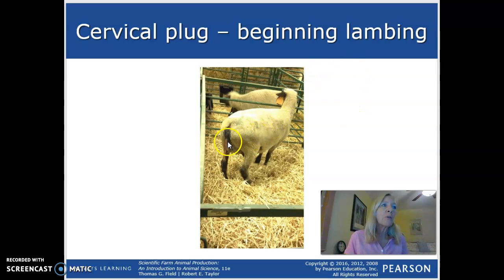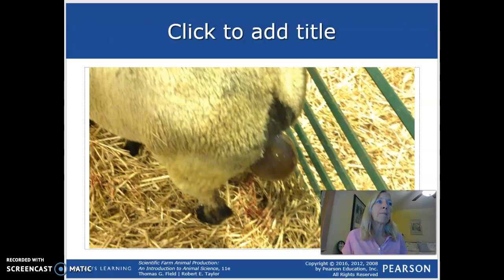So there's no tissue here. It's just a big gob of mucus. And it might be kind of pink or yellow in color, but it's perfectly normal. If you see that, you know the birthing process is just beginning.